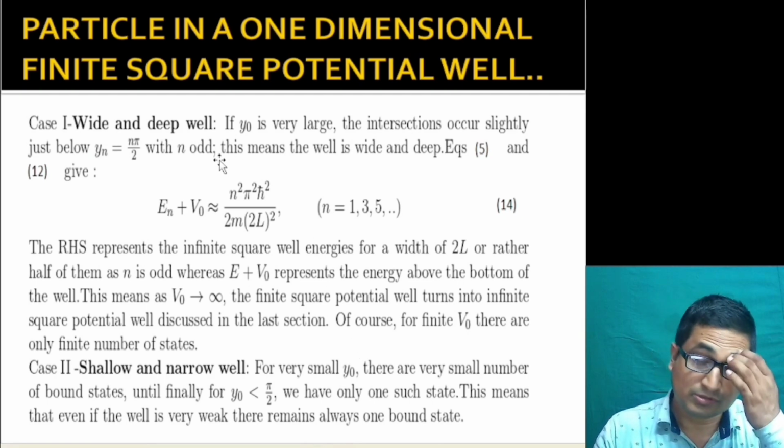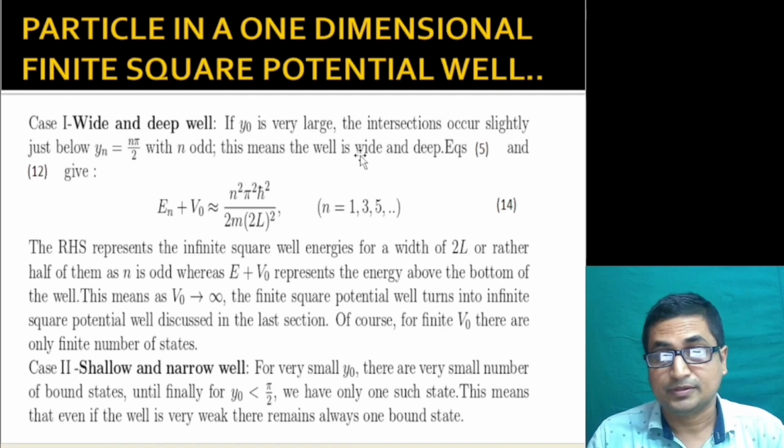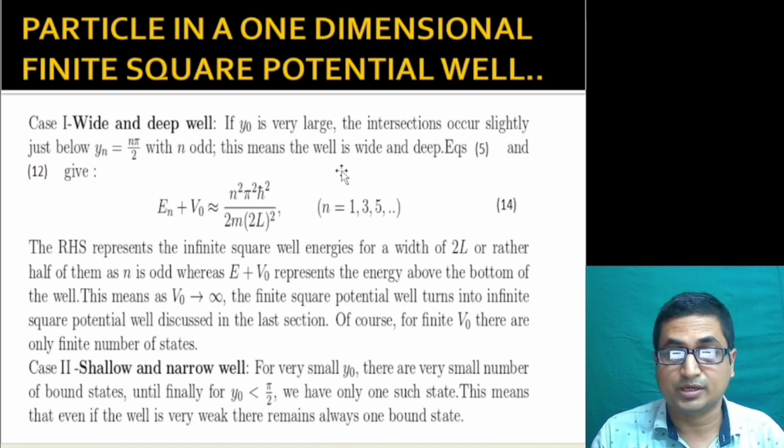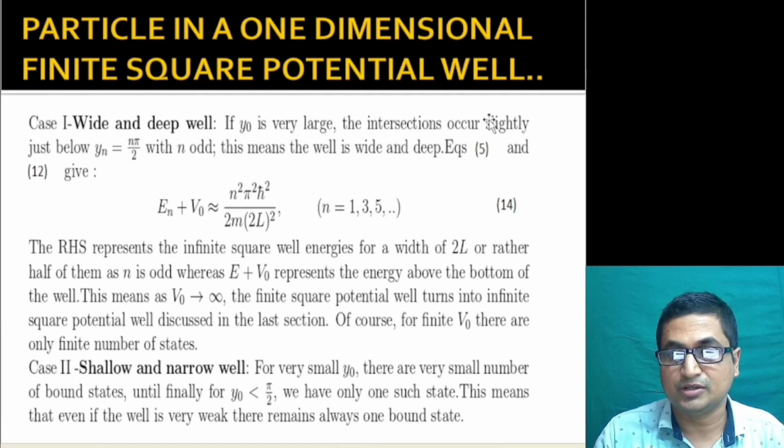For case 1 we will consider a wide and deep well. This means the width of the well is quite large, and in that case y naught is very large, and intersections occur slightly below this value, with n being odd. This means that equations 5 and 12 will lead to the condition E n plus V naught equal to this, where n is simply some odd number.